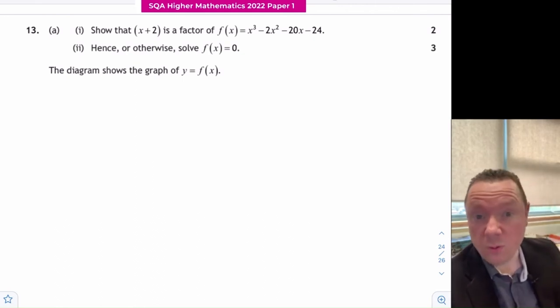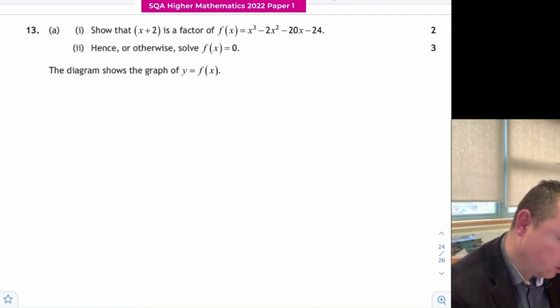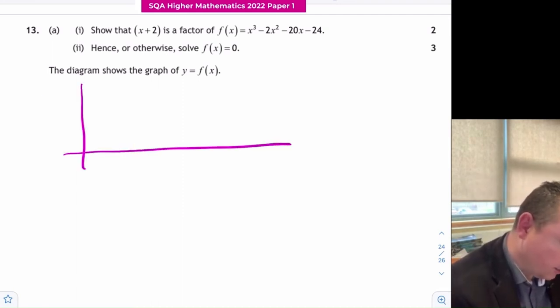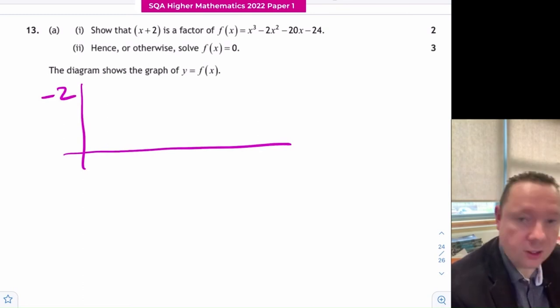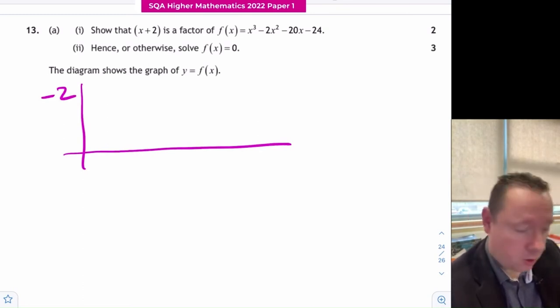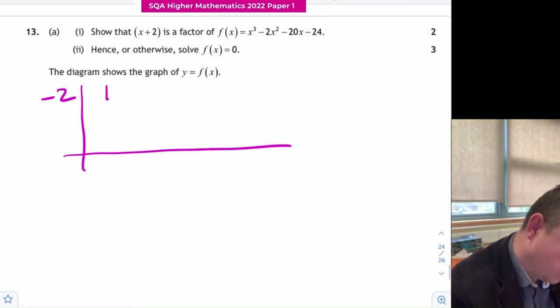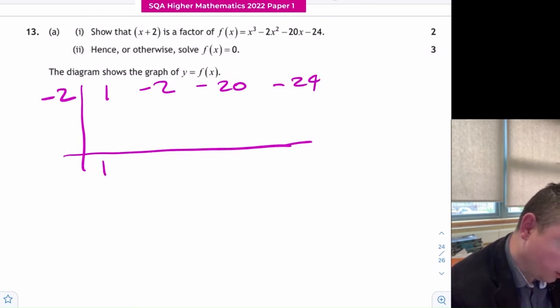I will do the most common way that most people do it, which is synthetic division. So a reminder of how that works. We put minus 2 on the outside, and then the coefficients of our function. So 1x cubed minus 2x squared minus 20x minus 24. 1 just drops straight down.